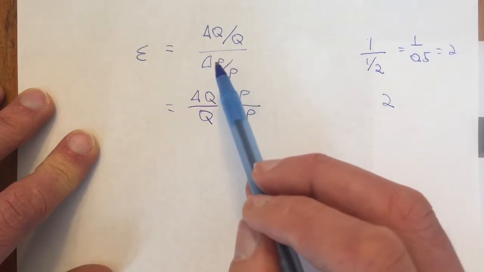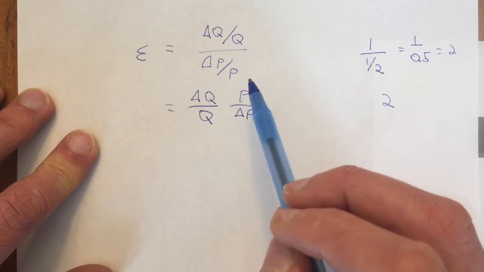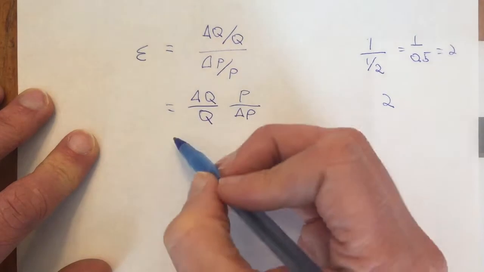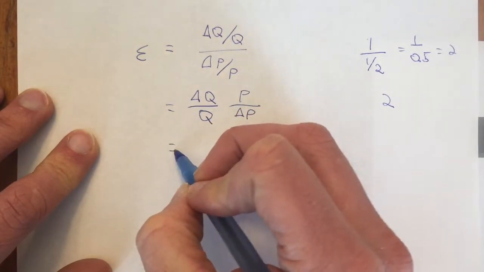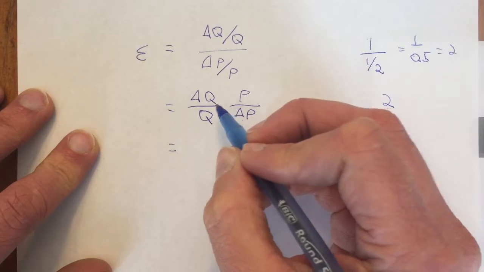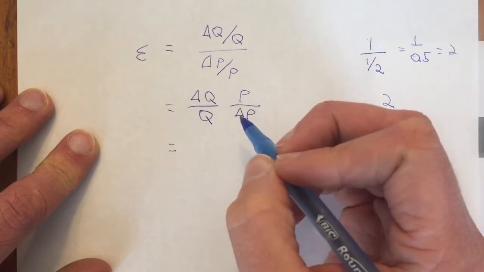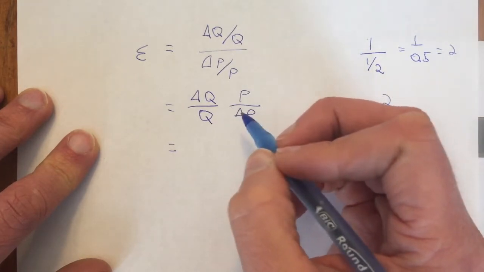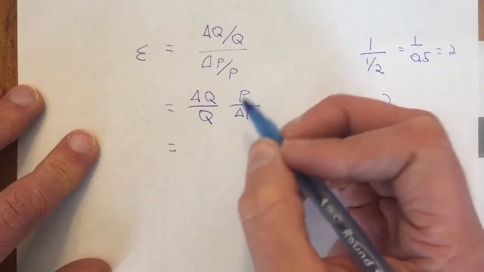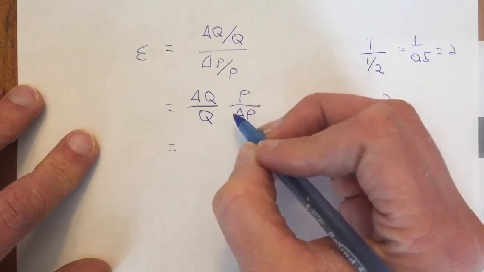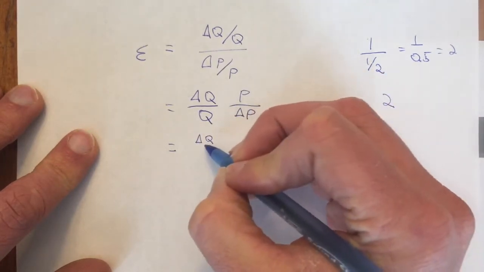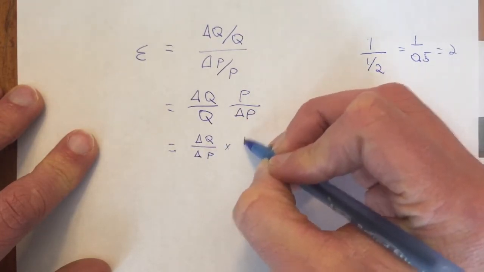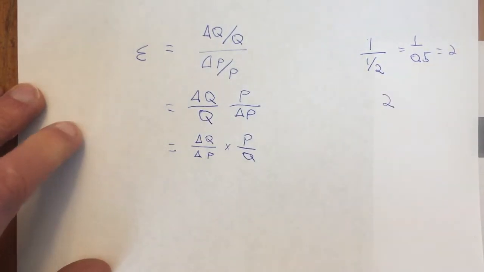Anyway, so we're taking what's delta P over P that's in the denominator, and we're inverting it to multiply it by here. All right, and then we can just rearrange the order. So we know that when you multiply numbers together, you can rearrange the order of how they're multiplied, and it's still going to be the same thing, as long as we keep them in the same part of the fraction. So we can write delta Q over delta P times P over Q, which is going to be equivalent.